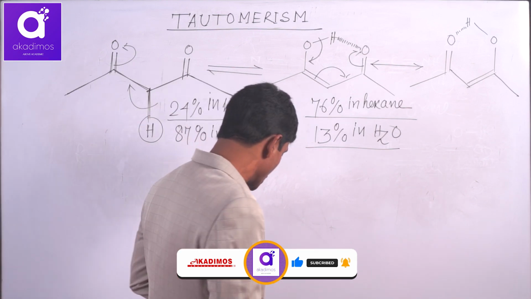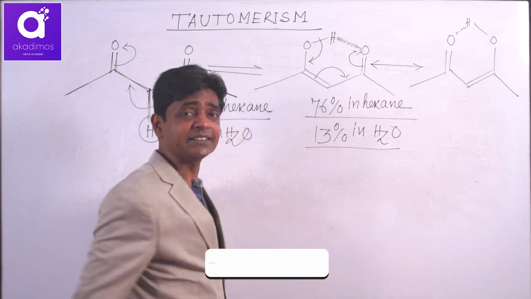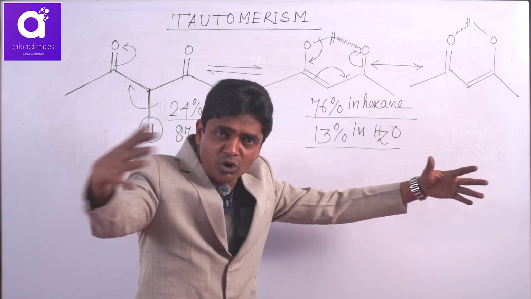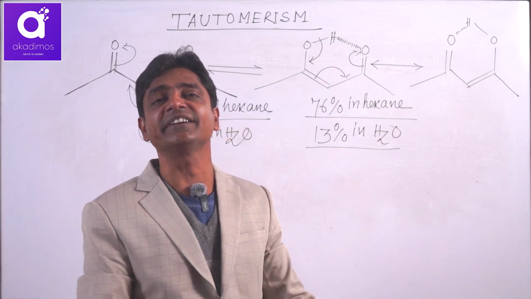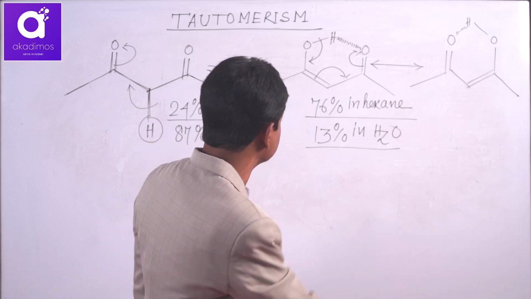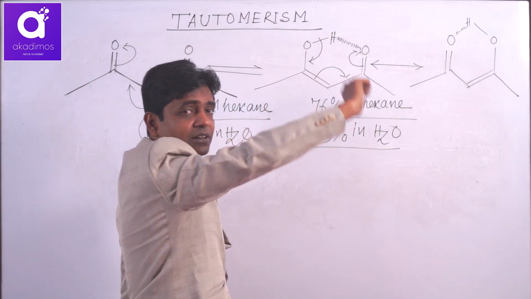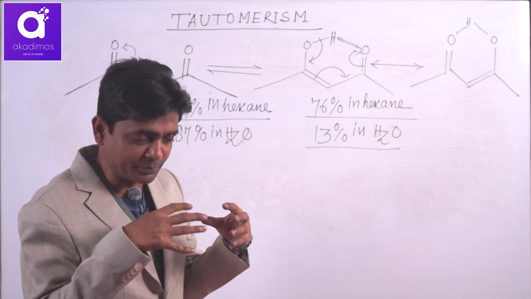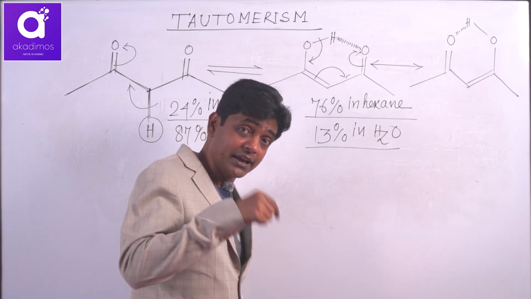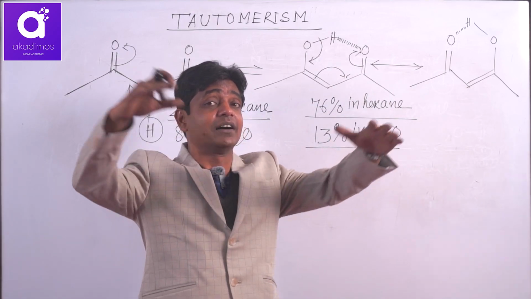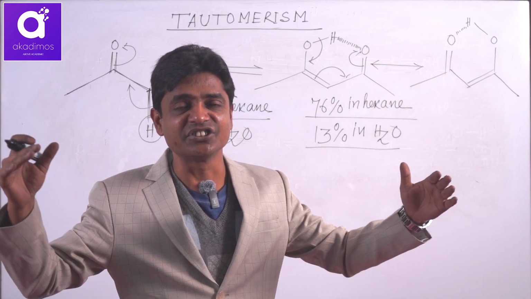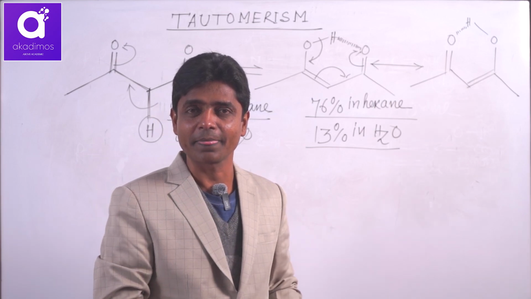Why? When the solvent is hexane, say, then this OH and oxygen have no relation with the surrounding. 100% this oxygen focuses on this hydrogen to make a hydrogen bond. That means hydrogen bond is highly efficient when there is a non-polar solvent, when there is zero interaction with the surrounding.